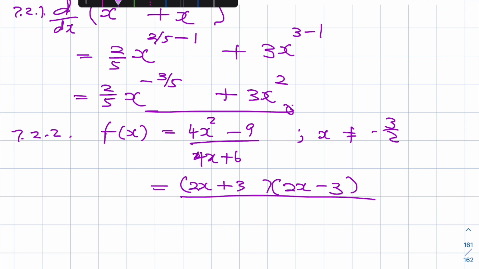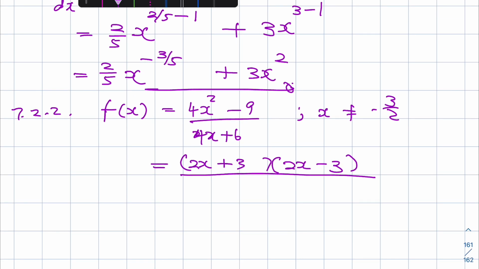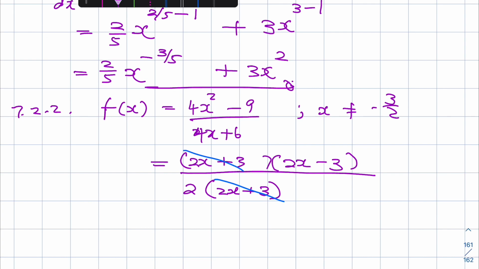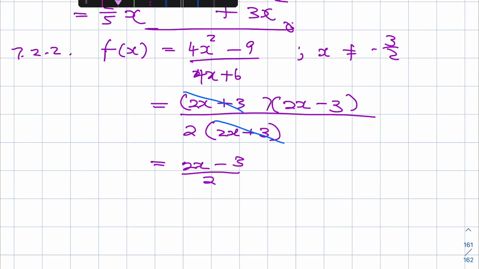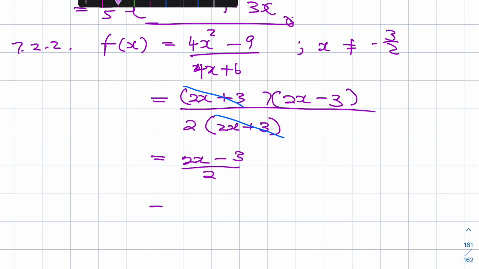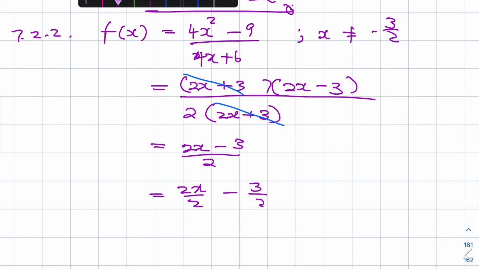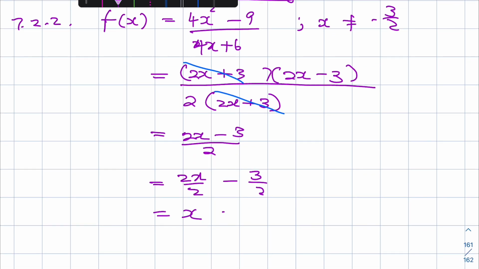And then you factorize the denominator. We have a 2 as a common factor, then we'll have 2 times (2x plus 3). So 2x plus 3 and 2x plus 3 will cancel. You are left with (2x minus 3) all over 2. Now I can divide both terms by 2. You have 2x over 2 minus 3 over 2. 2x over 2 is x, minus 3 over 2.